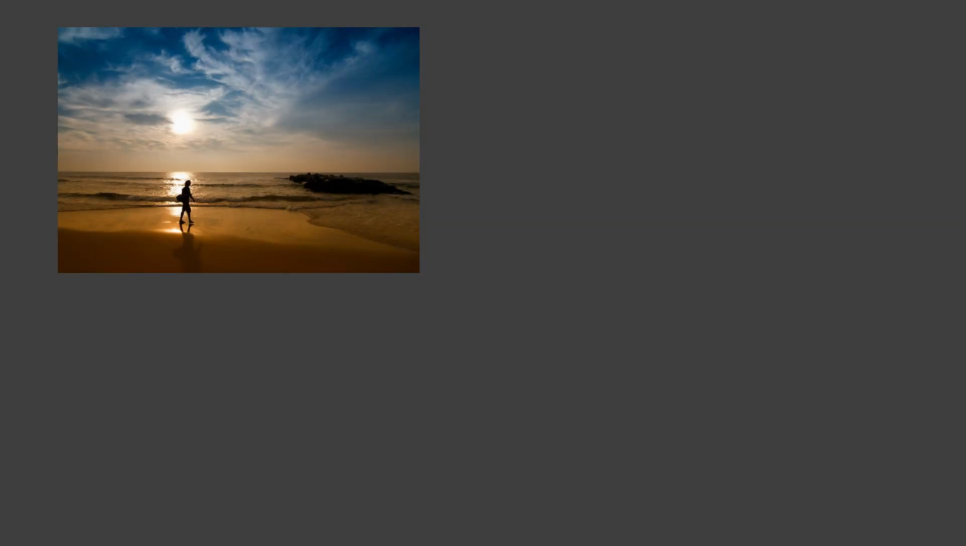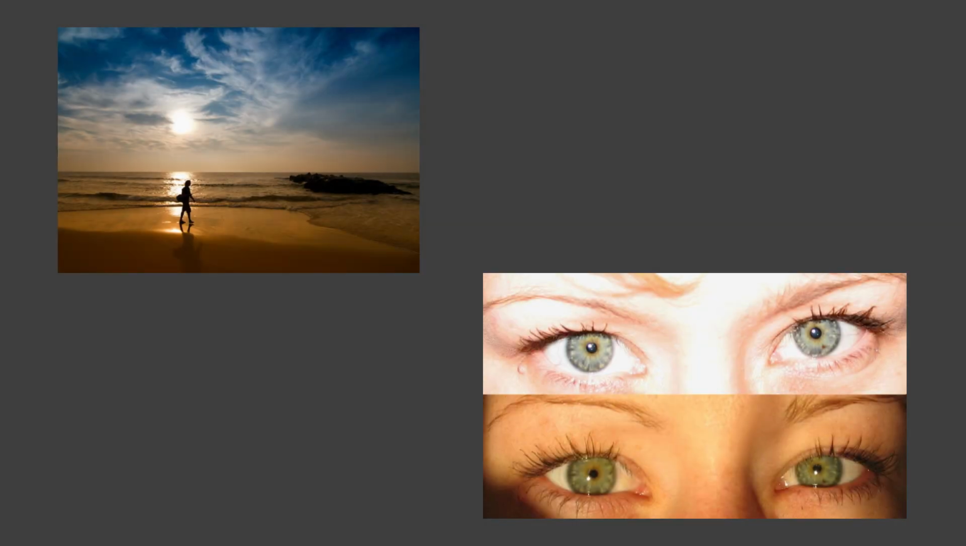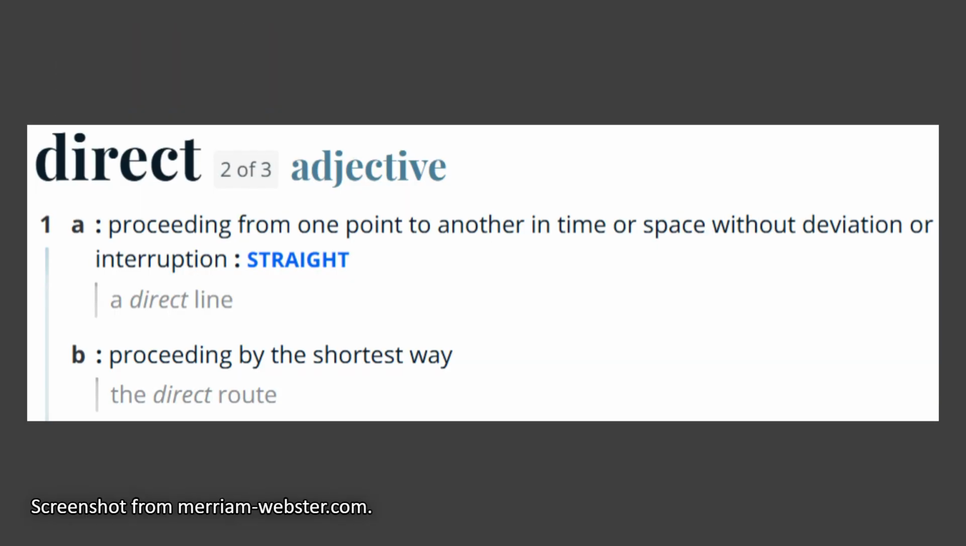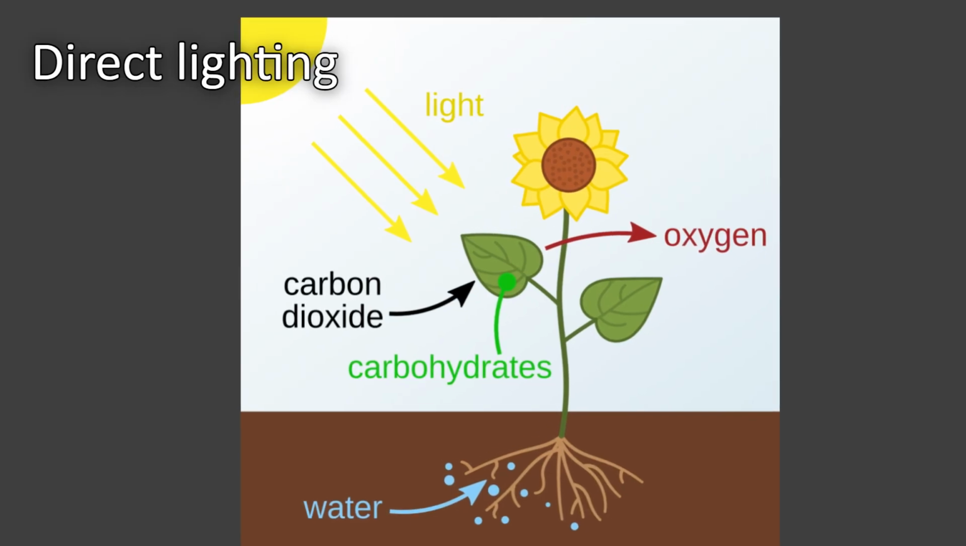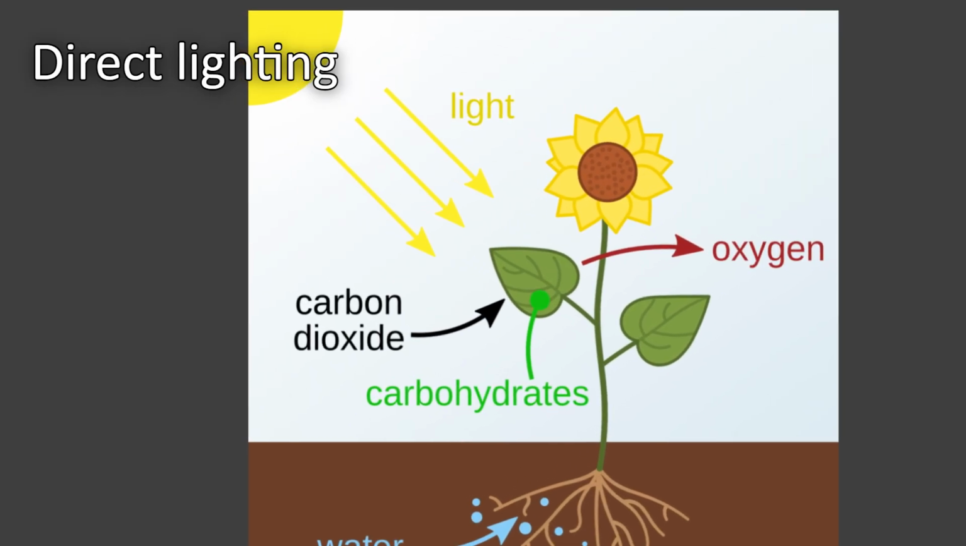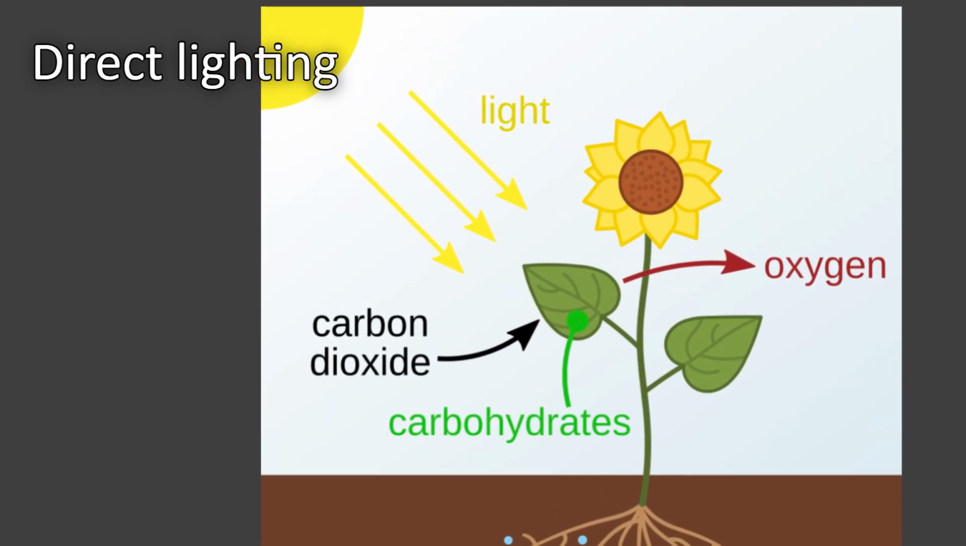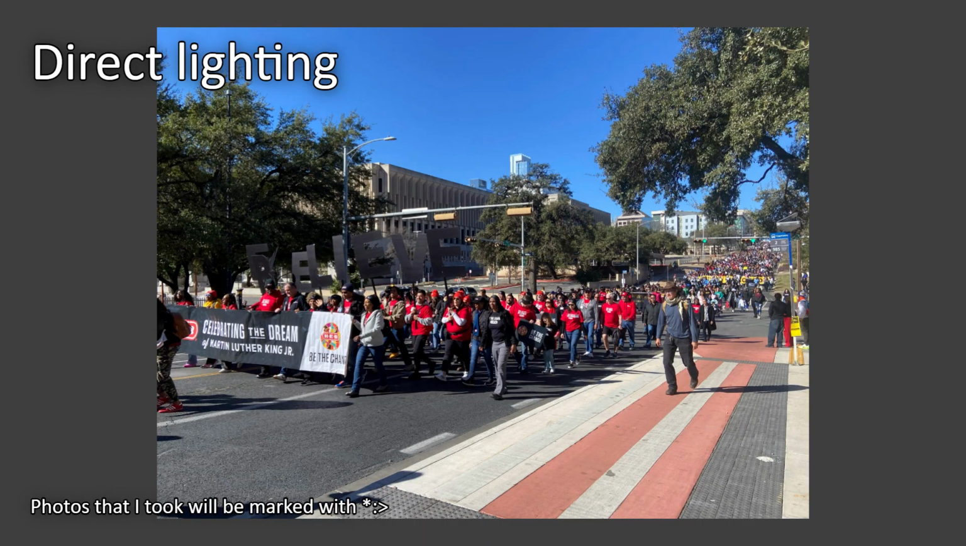Lighting in photography is how light, whether from the sun or some man-made thing, affects how a photograph looks. Direct as an adjective means going from one point to another without interruption or via the shortest possible route. Thus, a direct light shines from its source directly onto the photograph subject without being blocked by an opaque or translucent object. The midday sun shining right on these Martin Luther King Jr. Day marchers is an example of direct light.